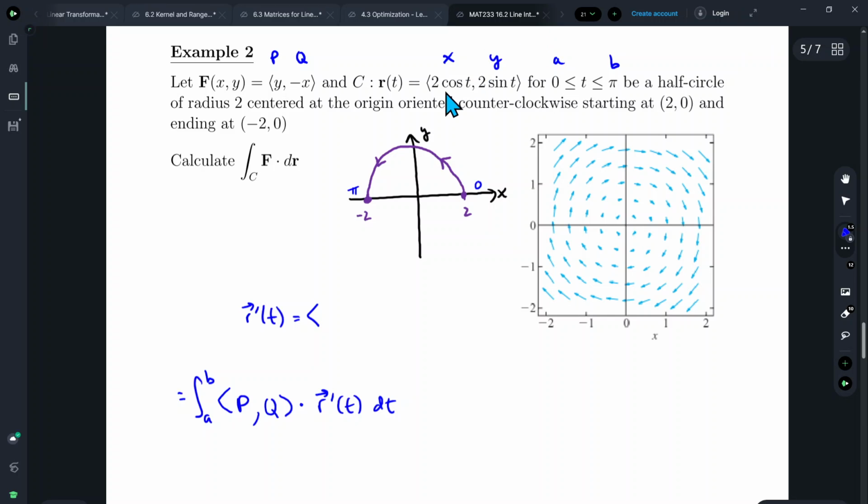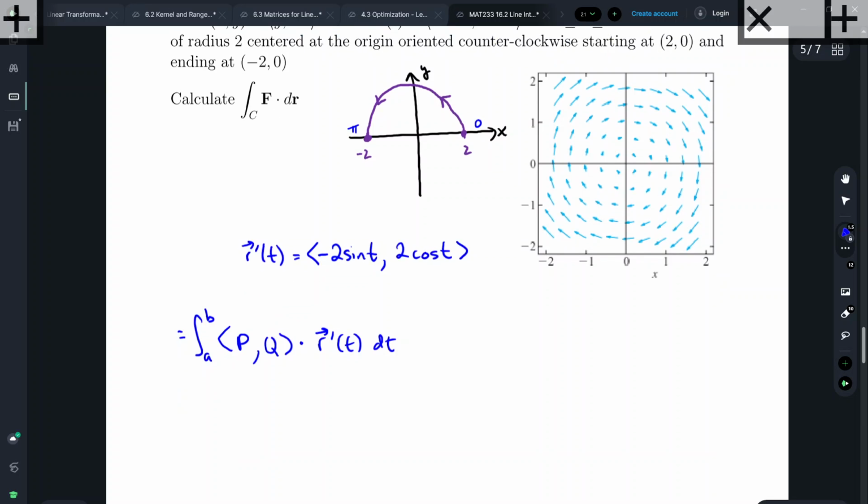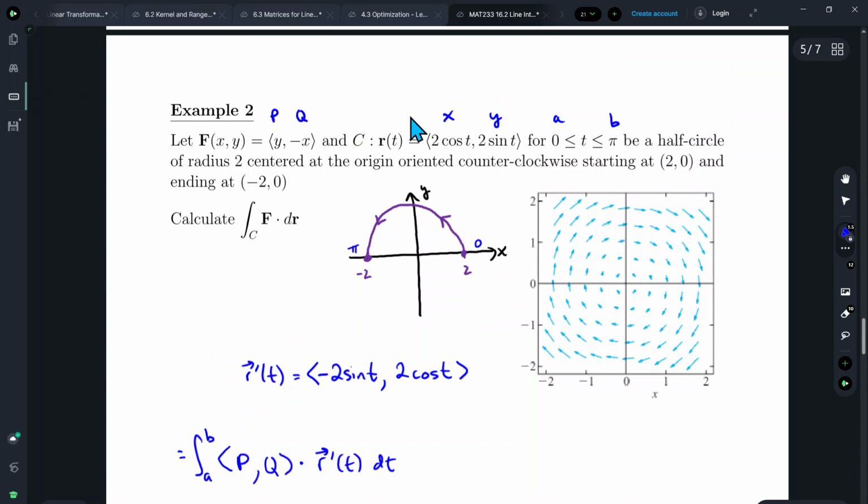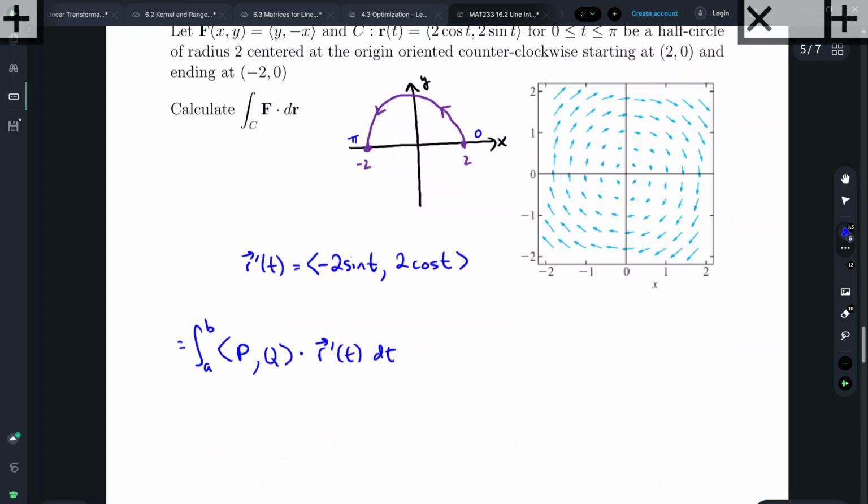So the derivative of x is, the derivative of cosine is minus sine. So you have minus 2 sine t. And then the derivative of sine is cosine. So you have 2 cosine t. Okay, so that's this part here. And then for the vector field, for the variables y and x, I need to plug in the components of r of t. So 2 cosine t gets plugged into x, and then 2 sine t gets plugged into y.